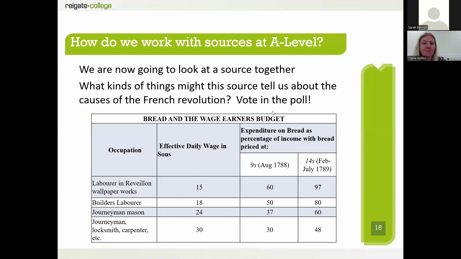So the first thing that people have said, a lot of people, 62% of you said that this table could tell us why workers in Paris might be angry. That is absolutely right. So all of these people on that table were people working in Paris. And personally, I would be quite angry if I was paying 97% of my income on bread. Nothing else, just bread.